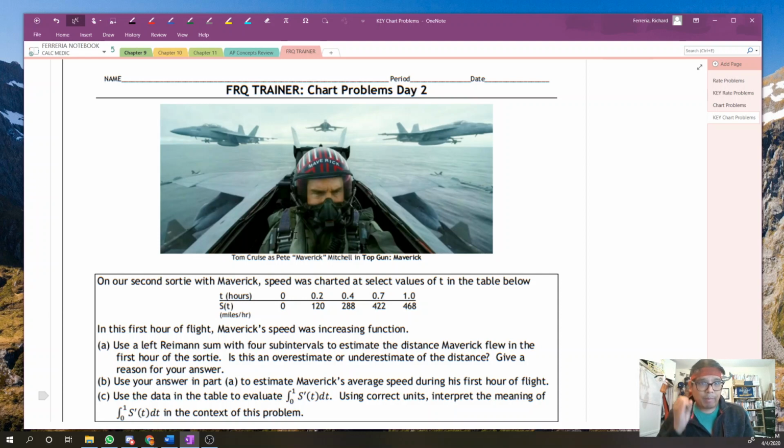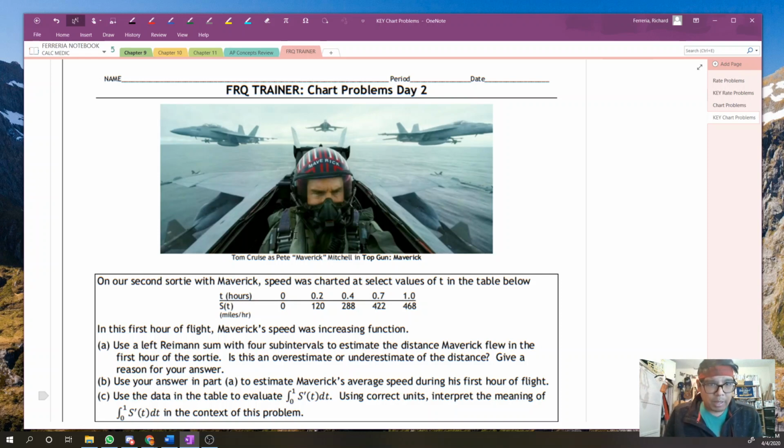On our second sortie with Maverick, speed was charted at the following values in the table below. I'm sure you can read that. In his first hour of flight, Maverick's speed was an increasing function. Not quite sure how that's going to play into the function, but the speed is always getting bigger. Use a left Riemann sum with 4 subintervals to estimate the distance Maverick flew in the first hour of the sortie. Is this estimate an overestimate or an underestimate of the distance? And give a reason for your answer.